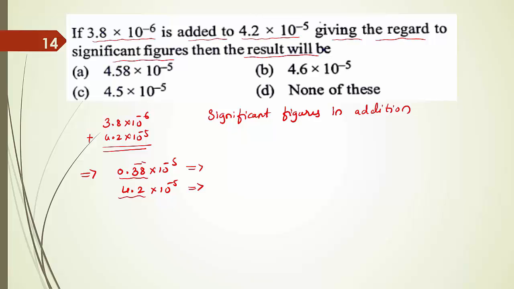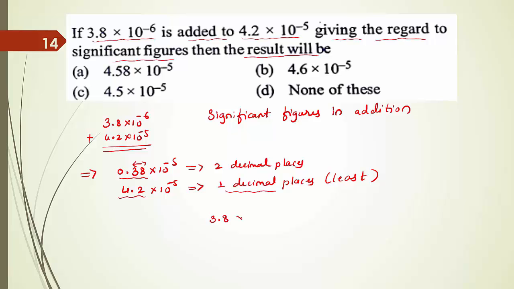0.38, how many digits are there after the decimal point? There are 2 decimal places. And in the second number, 4.2, there is only 1 decimal place. Which is having least decimal place here? So 4.2 is having least decimal place. So in our final answer, the final answer should have only one decimal place.